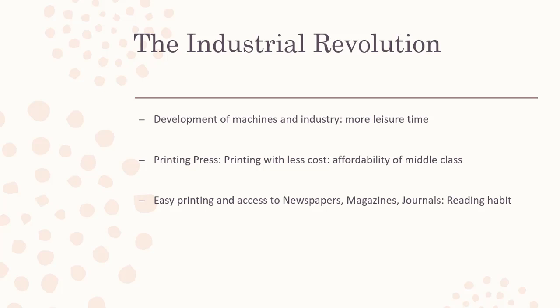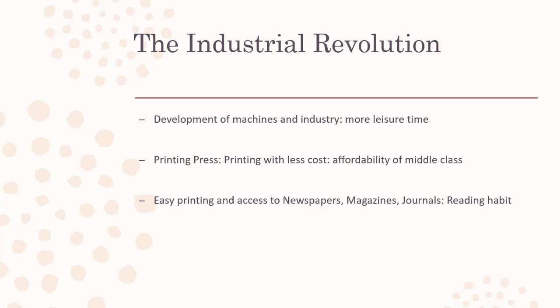Another contribution of the industrial revolution to society was the proper invention of the printing press. Because of the printing press, the writers and publishers were able to print at very low cost. And what happens when you print at low cost? The things become affordable for common people, lower classes, or middle classes. So novels, magazines, and other things to read became affordable for the middle class.